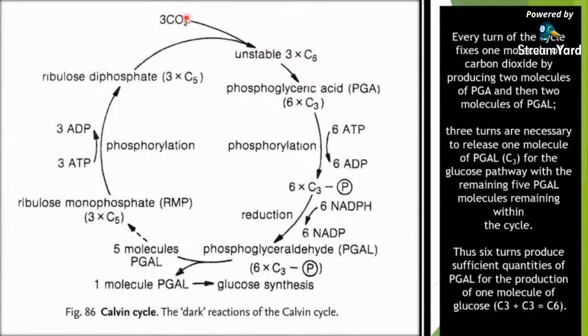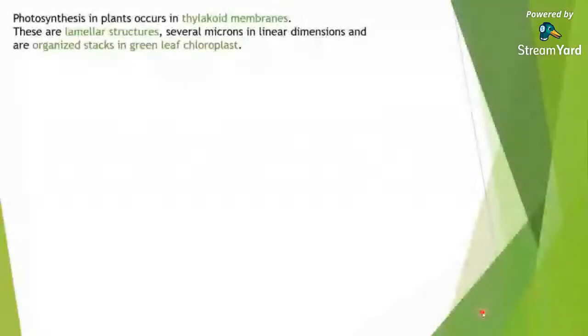And in this way 6 turns are needed because each turn is generating 1 molecule. So it will need 6 turns to produce a sufficient quantity of PGAL for the production of 1 molecule of glucose.